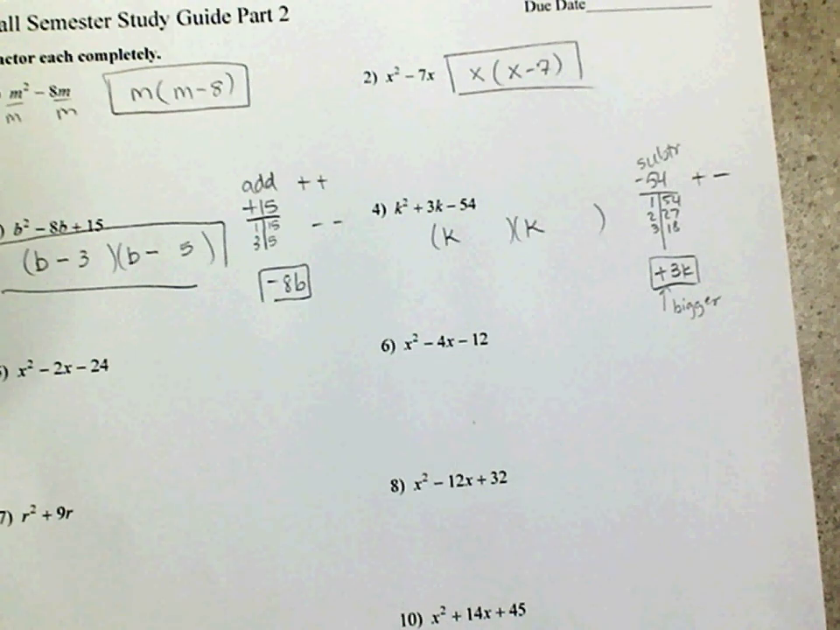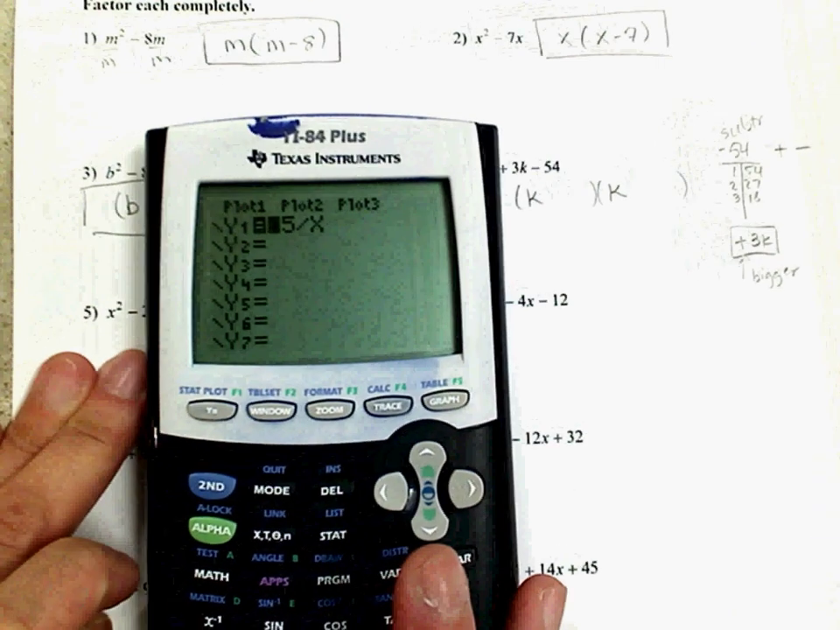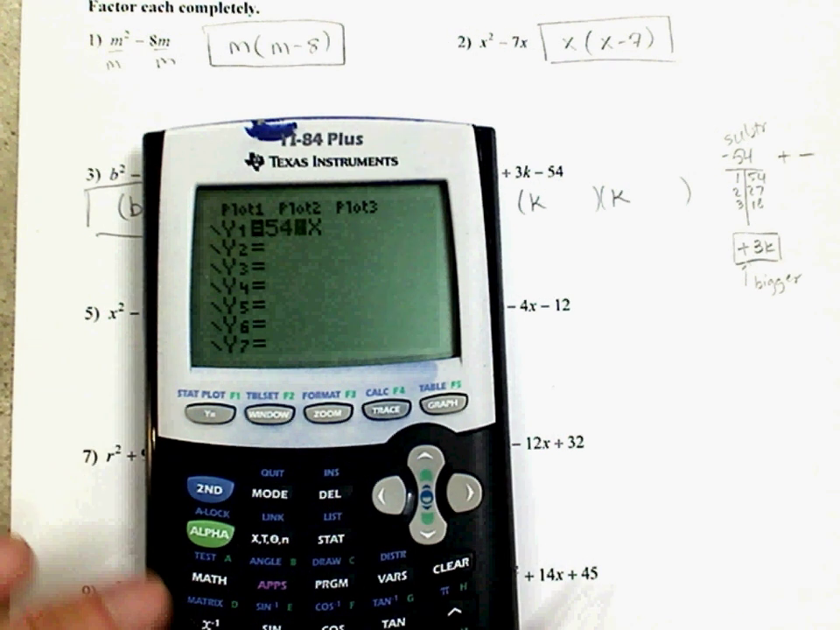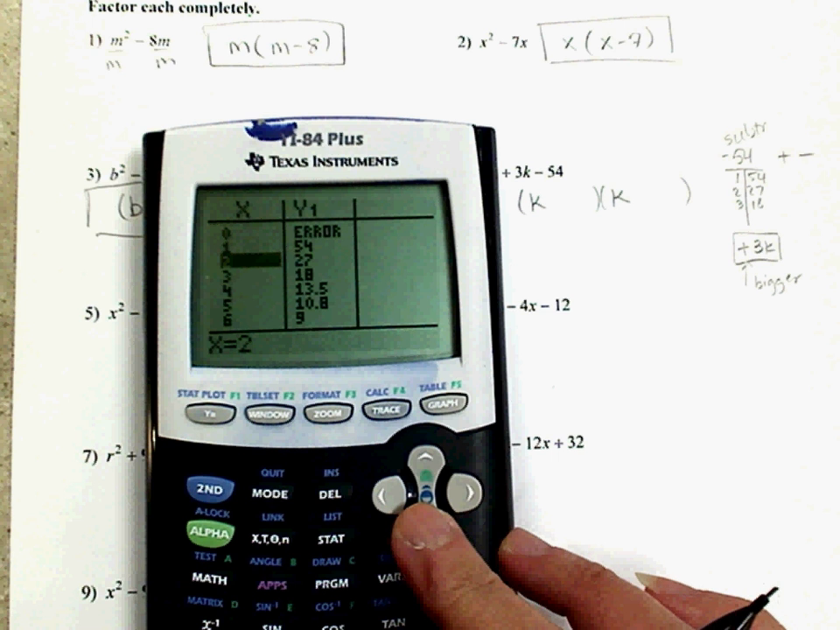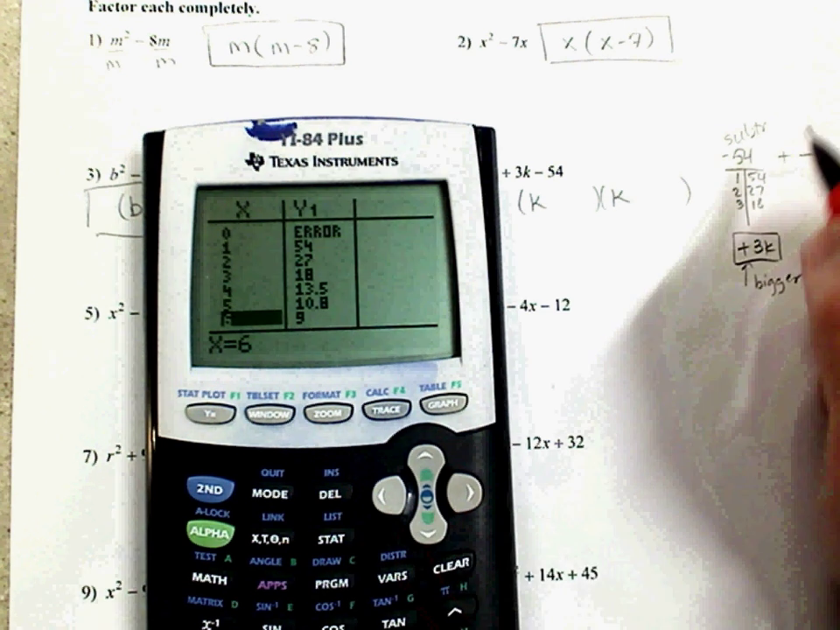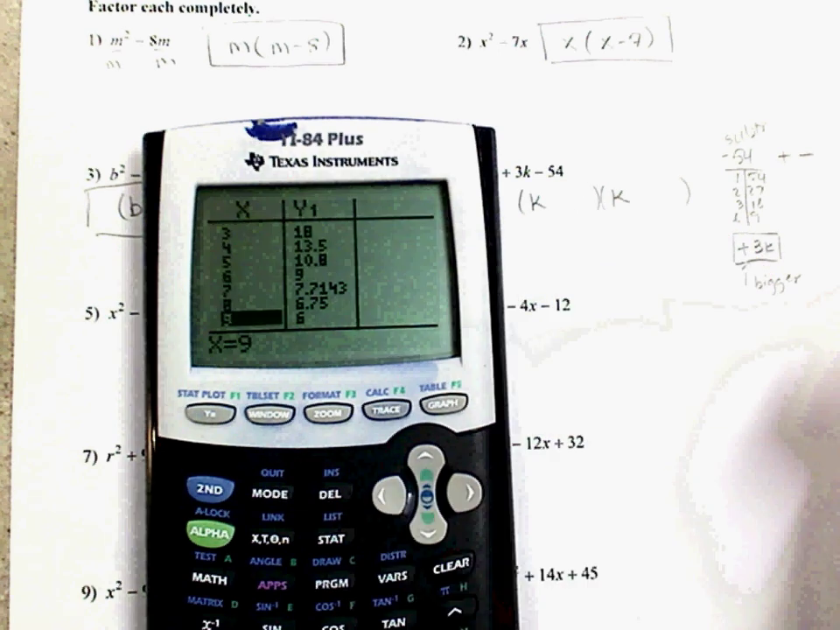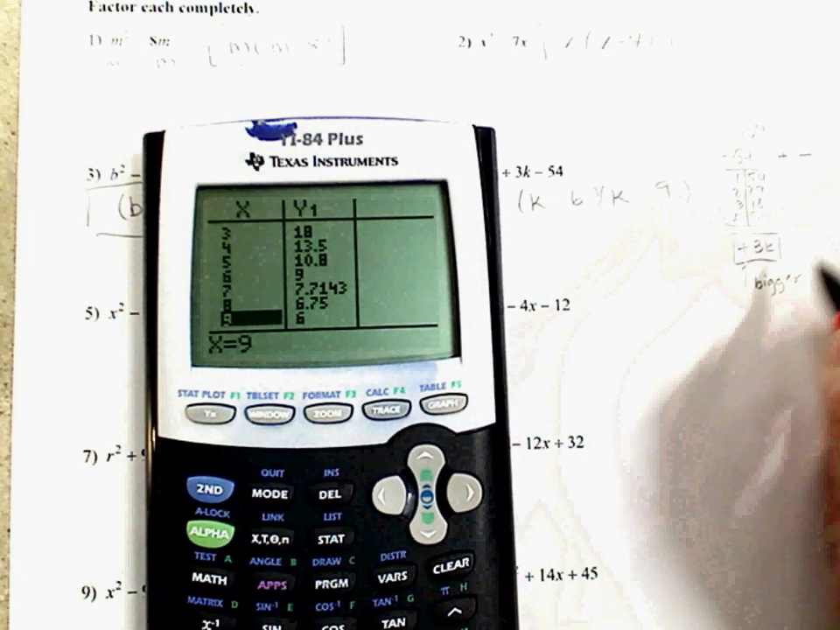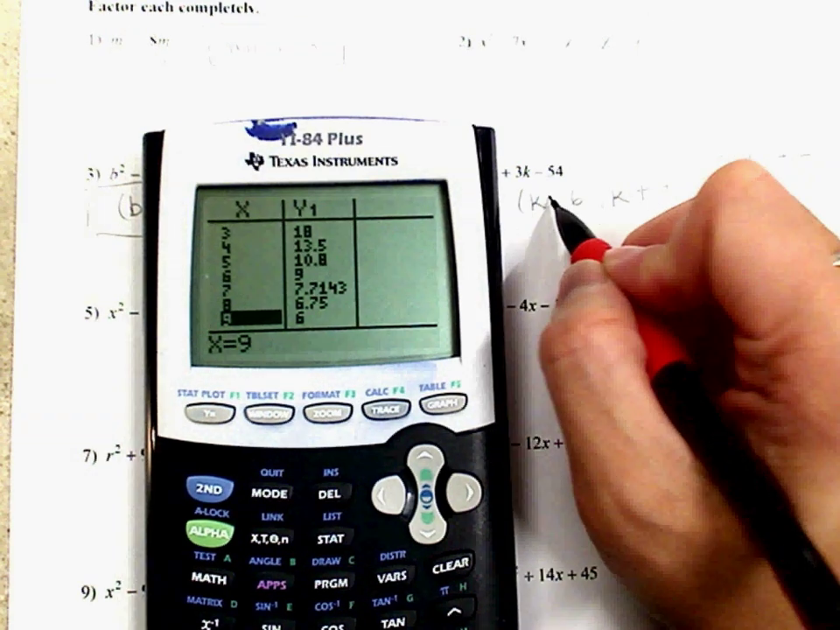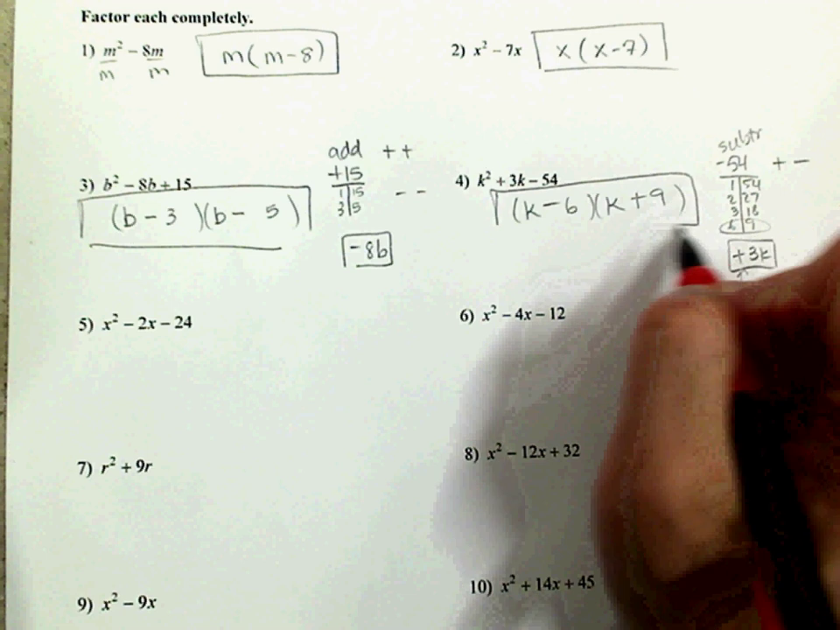I'm going to use my calculator. 54 divided by x. 3 and 18, 4, 6 and 9. 9 and 6. Repeat. So which one of those subtract to give you that? 6 and 9. You see how this is plus? It goes with the bigger number. And there you have number 4.